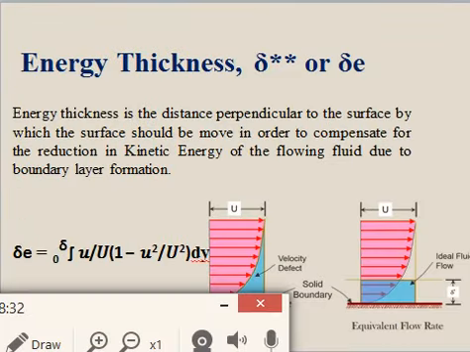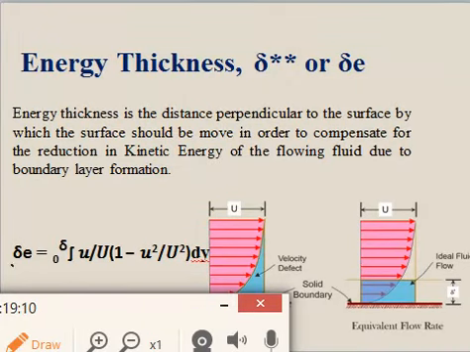Similarly, the last thickness which we are going to consider is called the energy thickness. It is denoted by del double star or del E. Now in order to understand the definition, the same concept is there. The energy thickness is simply the distance perpendicular, or normal, to the surface by which the surface should be moved in order to compensate for the reduction in kinetic energy. Remember, in this case the term will be the kinetic energy of the flowing fluid due to the presence of boundary layer formation. So it is denoted by del E.